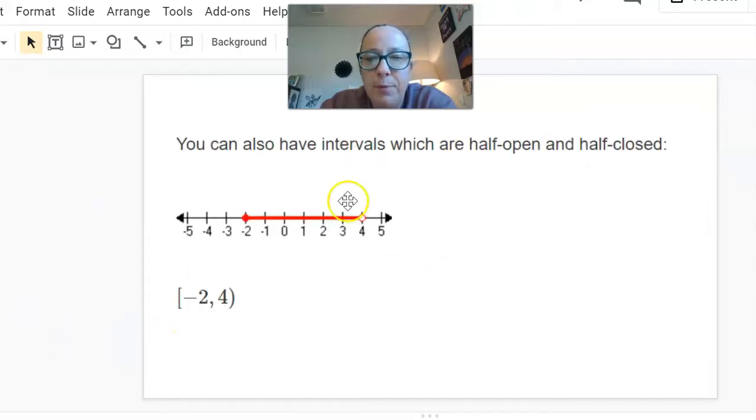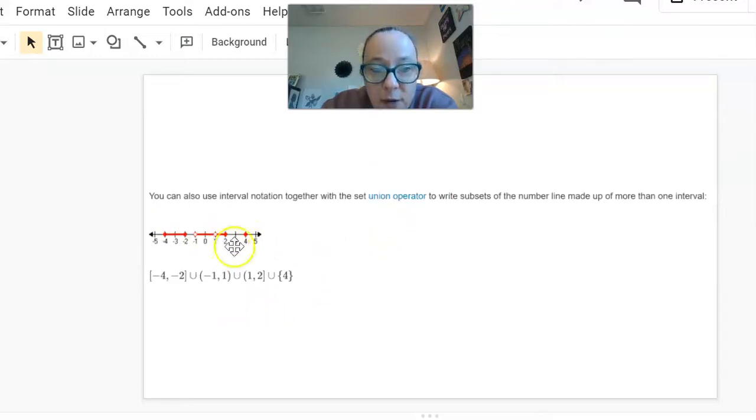Here's another example. You can have intervals that are half open and half closed. If you look from left to right, it's bounded on both sides. All right, so we start with -2, but that's a closed circle, so it has a bracket. The comma is a span, so it spans all the way to 4. That would be an open circle, so that is a parenthesis. Now, what if we have several things going on at a time?